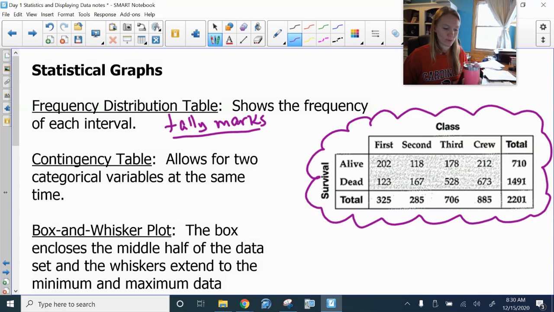That's the easiest way to do a frequency table. A contingency table, which is what you see here. This is basically, it sets up all of the information to kind of distribute between different types of people.